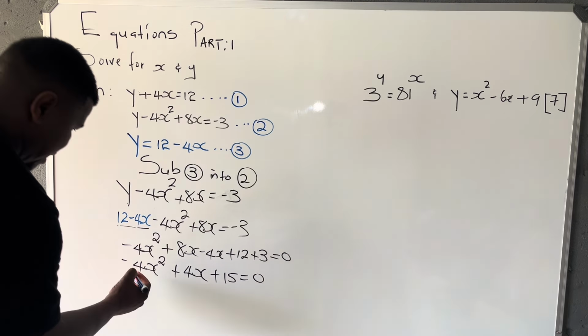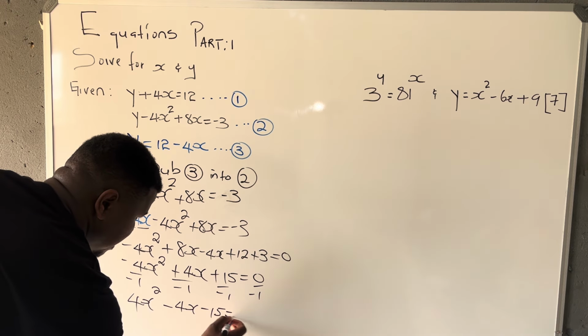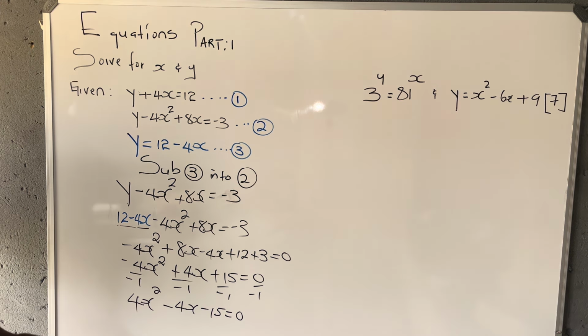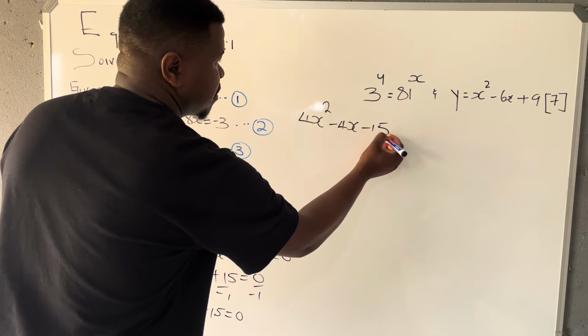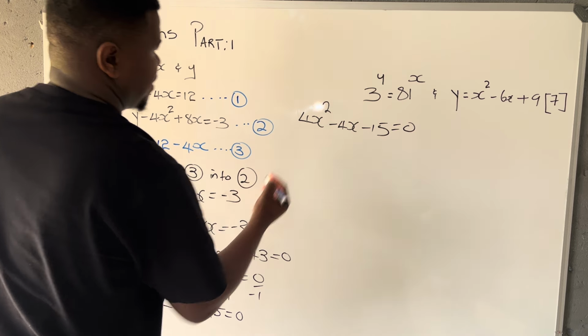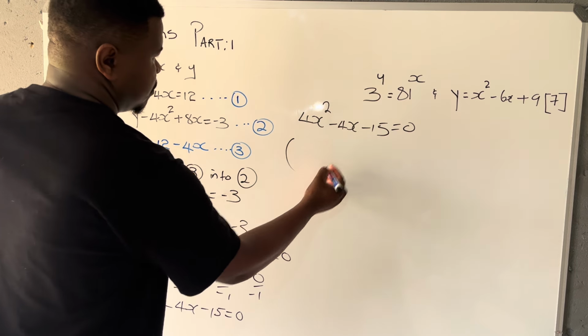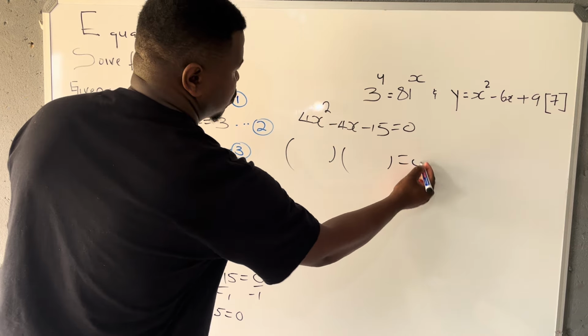Now we are having 4x squared minus 4x minus 15. We know that if you cannot factorize, you can use what we call the quadratic formula. But let me bring it here. We're going to clear it so I can work on it nicely because my space is limited. All right. Now, this is what we should do.